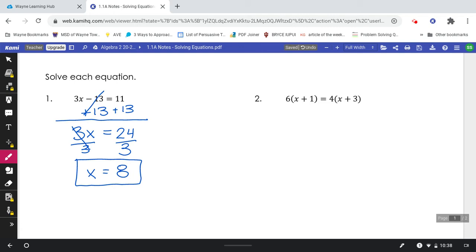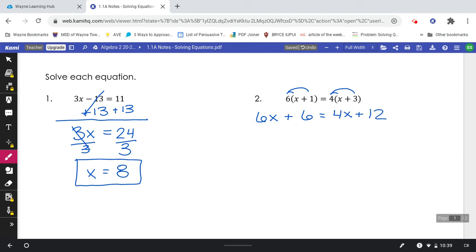Okay, so for problem number 2, I see these parentheses here, which means I need to distribute. So I'm going to multiply the 6 and the 4. 6 times x is 6x. 6 times positive 1 is positive 6. Take a second and distribute that 4 for me. You should have gotten 4x plus 12.